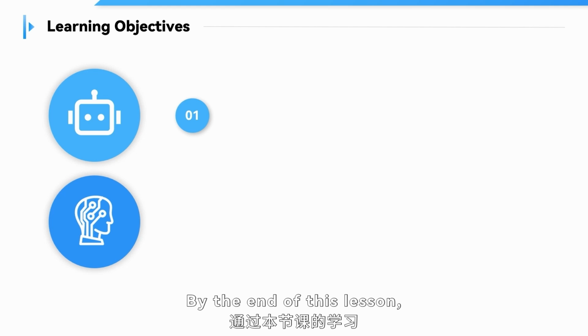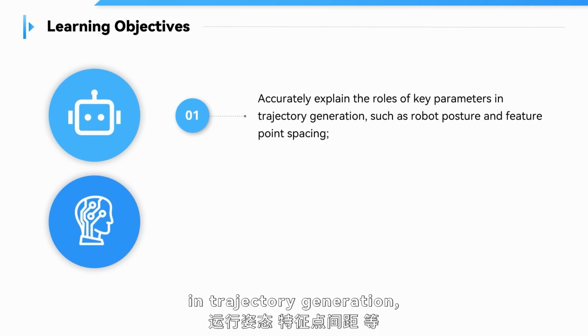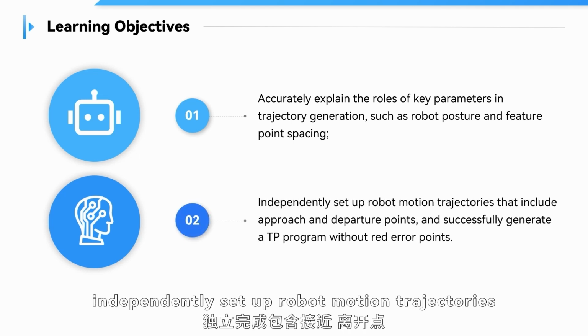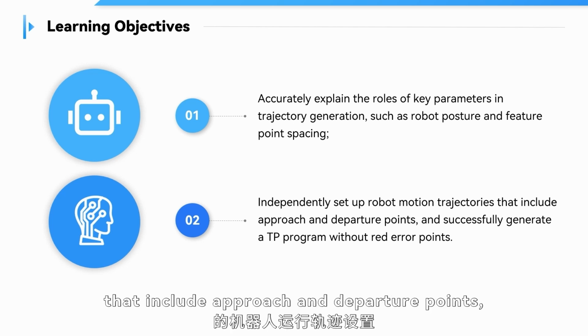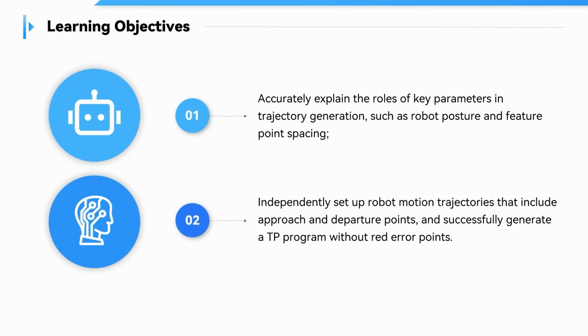By the end of this lesson, you will be able to accurately explain the roles of key parameters in trajectory generation, such as robot posture and feature point spacing, independently set up robot motion trajectories that include approach and departure points, and successfully generate a TP program without red error points.